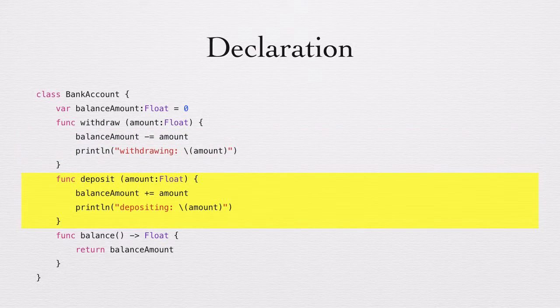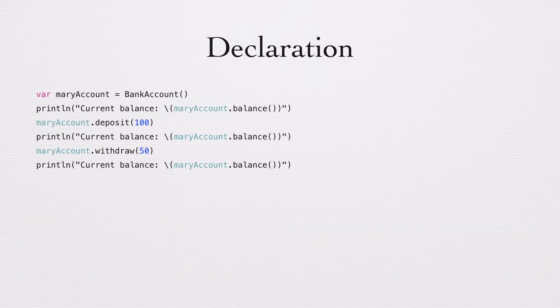The function deposit receives a parameter called amount of type Float and adds this to the balanceAmount variable. The balance function returns the current value of the balanceAmount variable. Now, I will show you how to instantiate and use this class.